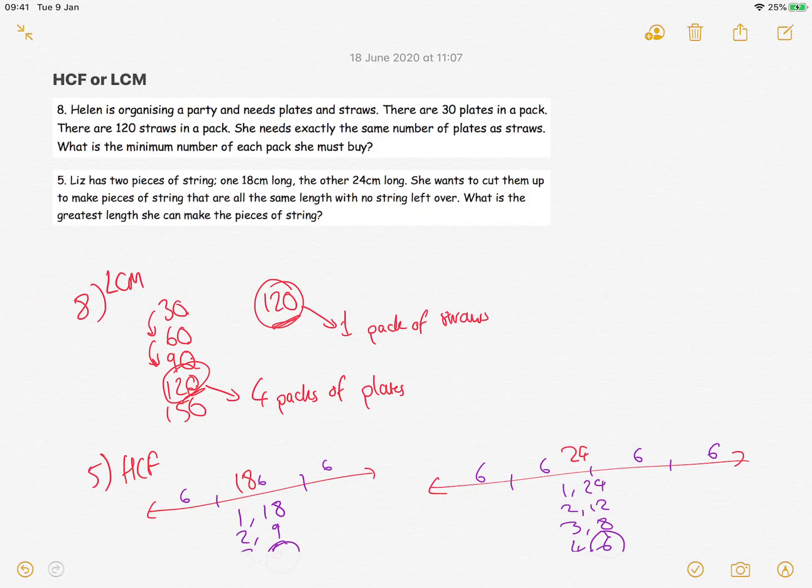So I'll throw in some more worded questions later in the week, and we're also going to do some more highest common factor and lowest common multiple, but some harder questions in our next lesson as well.